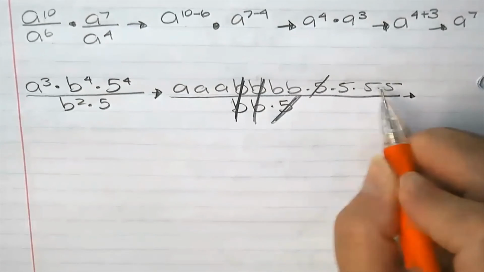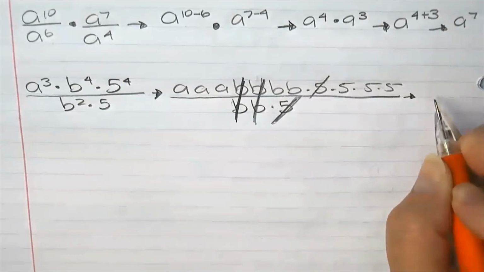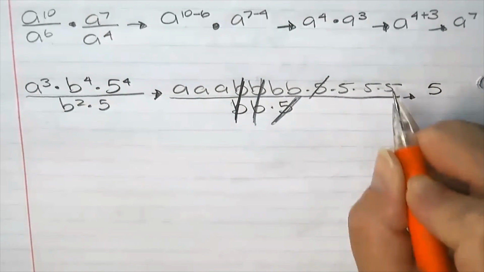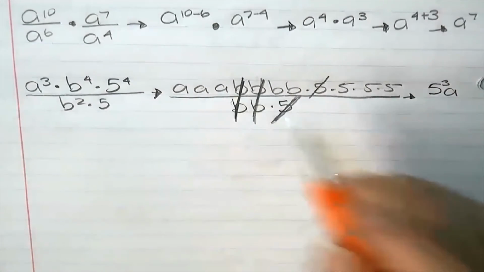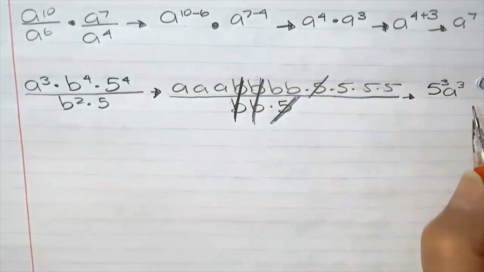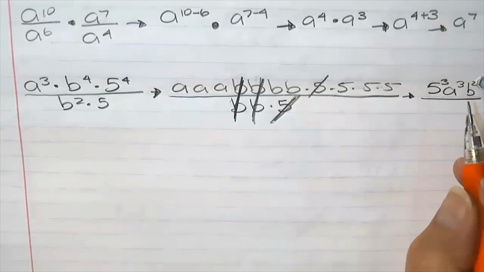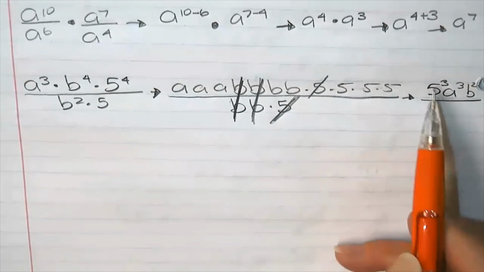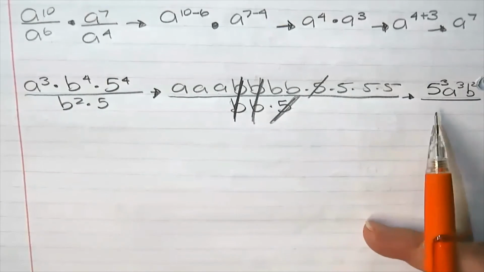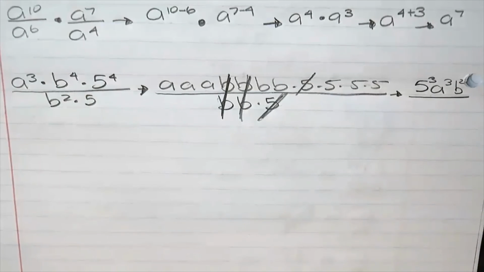Typically, we put our constants first. So this is 5 to the 3rd power times a to the third power times b to the second power all over, that's it. Those guys all canceled out. So it's 5 to the third power times a to the third power times b to the second power. Now, is there an easier way of doing this? Yes.